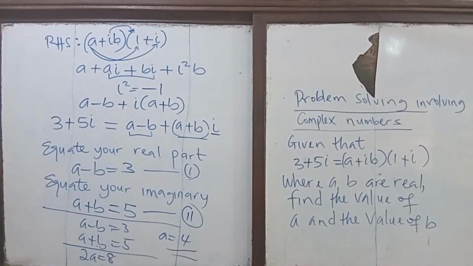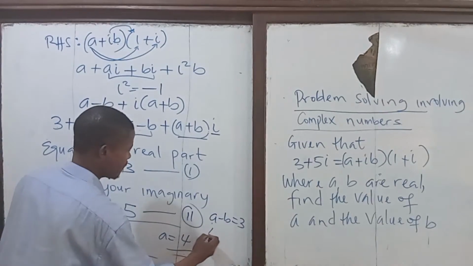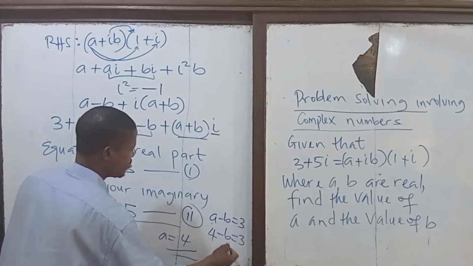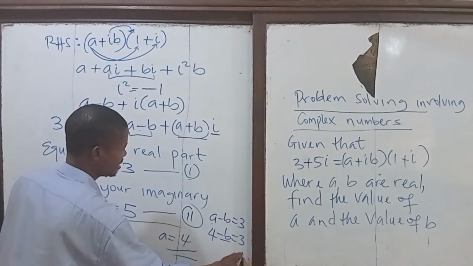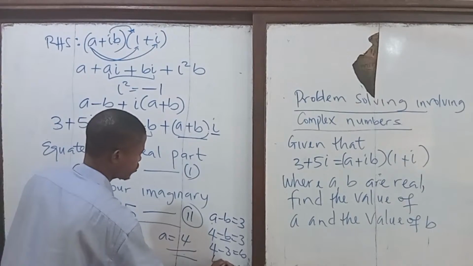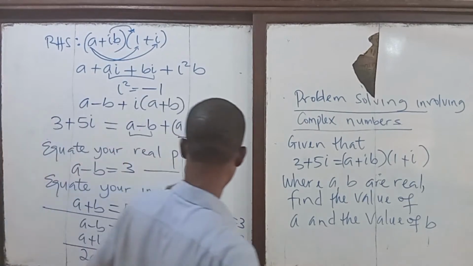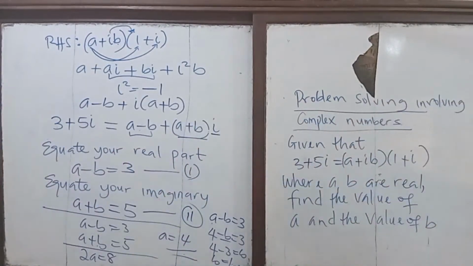And you can make a substitution into any of the equations. Let's use a minus b equal to 3. My a is 4, and that will be equal to what? Move this minus b to the other side, and that will be 4 minus 3 equal to b. So b is equal to 1. Then you can make a statement that a is 4 and b is 1. So that is the end of that question.